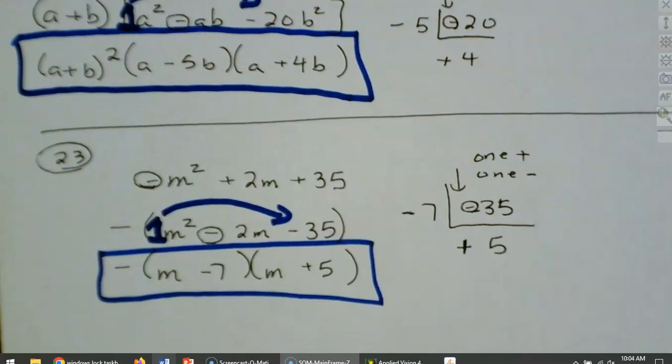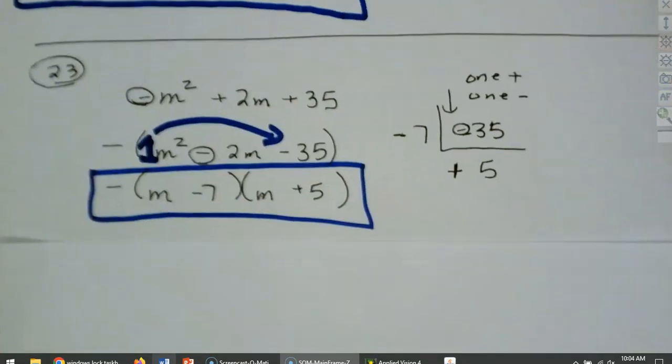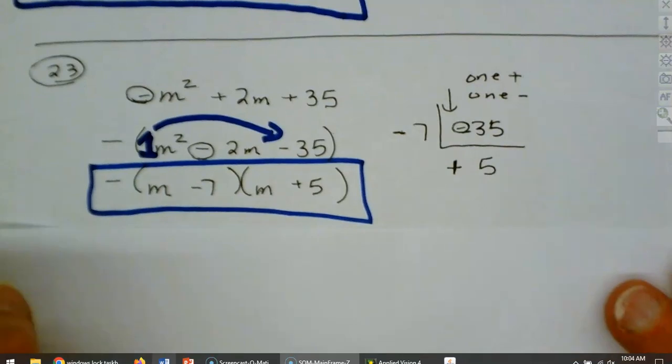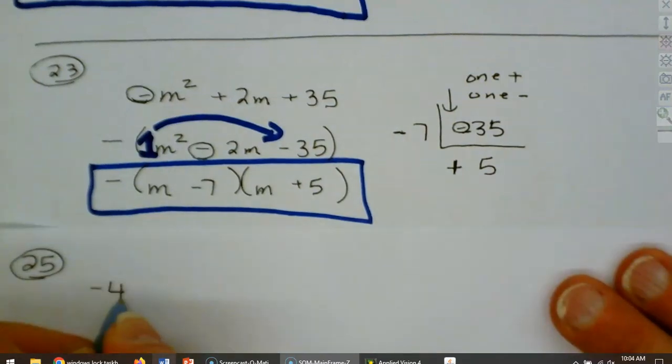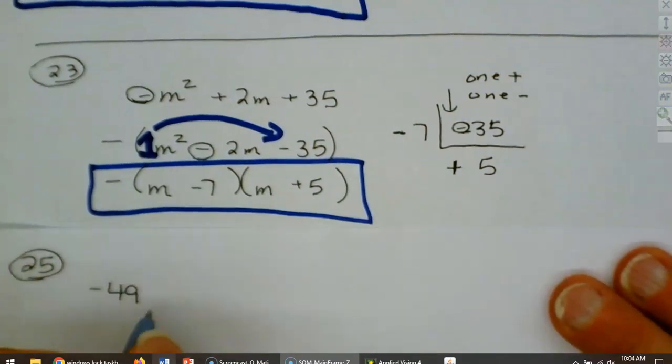We'll go back and do 10, and then I'll give you this worksheet to work on. A couple more minutes. I'll give you a worksheet. It should not take long to do the worksheet. But let's look at question 25.